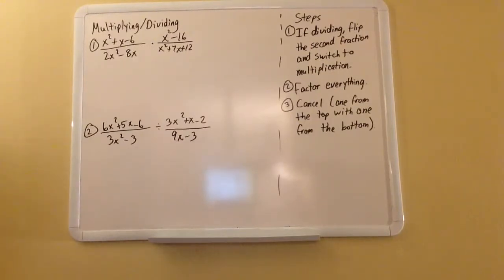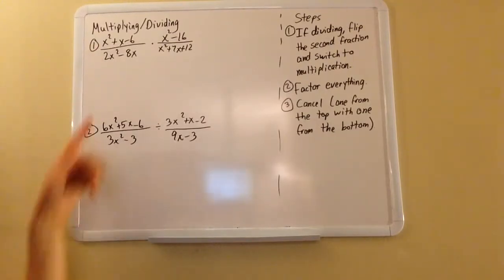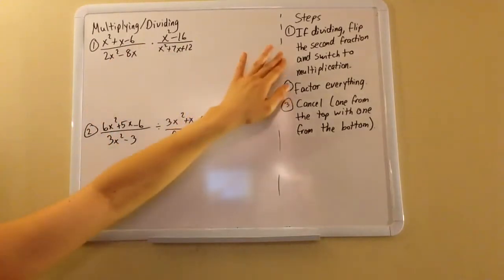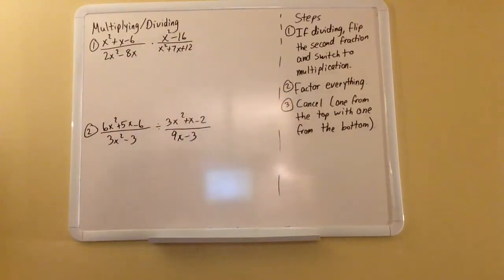Alright, let's get started. So on our first problem right here, we're going to start by looking at, is it multiplication or division? Well, it's multiplication, so we don't need this first step. We're going to just start by factoring everything.